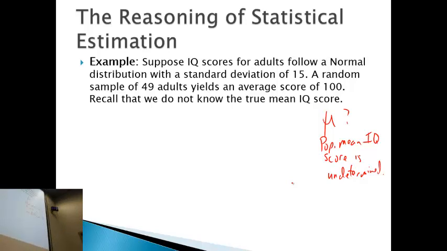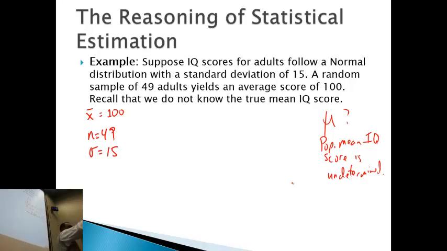But what I could do is use my Stat 1450 knowledge and get a pretty good idea of what it is. So what I'm going to do is take a sample of 49 adults, and then their average IQ score was 100, and maybe that can help me out. Oh, and then I've heard somewhere down in the past that the standard deviation for this is 15.